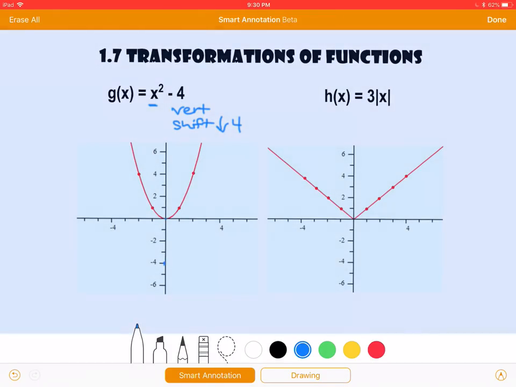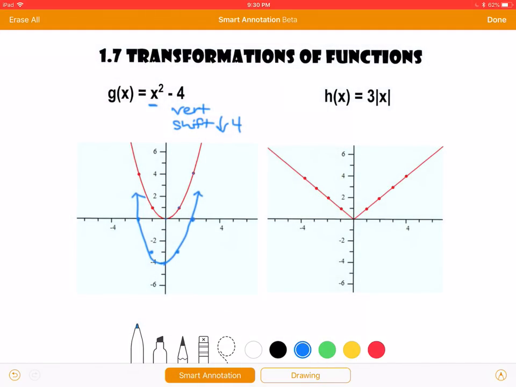And really all that's going to do is affect the y value. So each y value, like this y value up at 4, minus 4 is 0. Y value up at 1, minus 4 is negative 3. The x values stay the same, it's just the y values that are affected. And that's why it's a vertical shift.